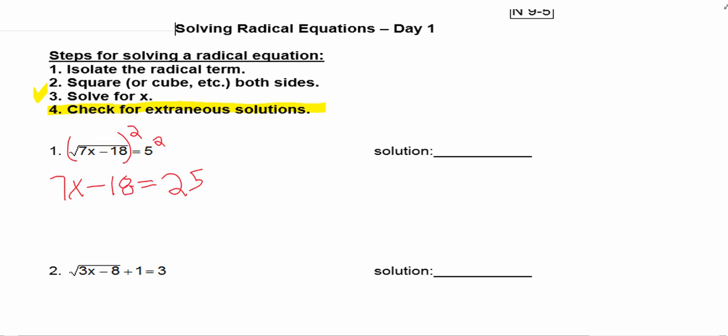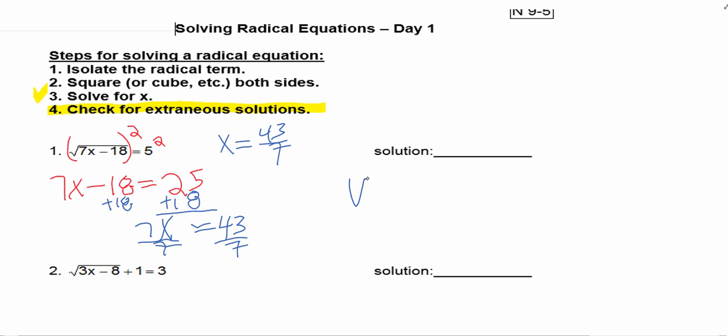And then we're just going to need to add 18 to both sides, and that gives us 43 when we add 25 to 18. And then we're going to have to divide by 7 so that we can get x all by itself, and it looks like we're going to have to test x equals 43 over 7, and we'll do that over here.